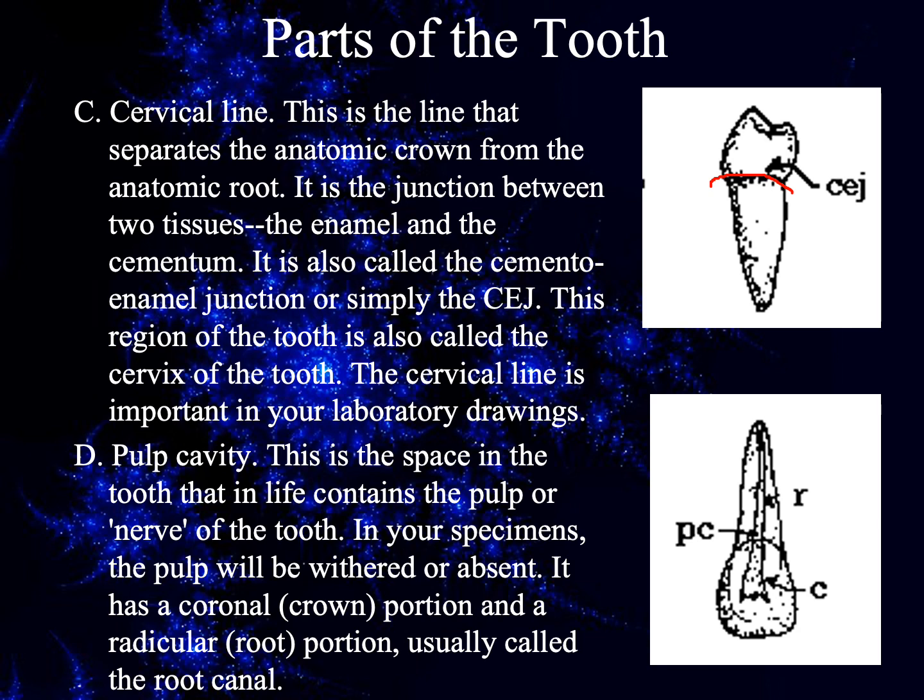The pulp cavity is the space in the tooth, as you can see here, where the pulp soft tissue is, which has the nerves, the blood vessels, and the lymphatics inside of it. There are two parts of the pulp, one in the crown and one in the root.